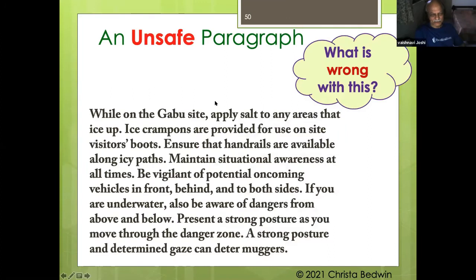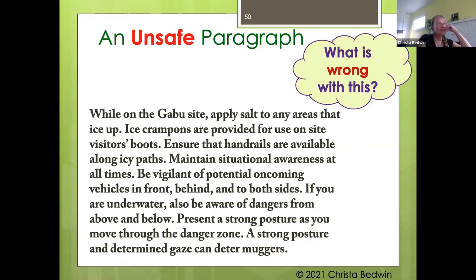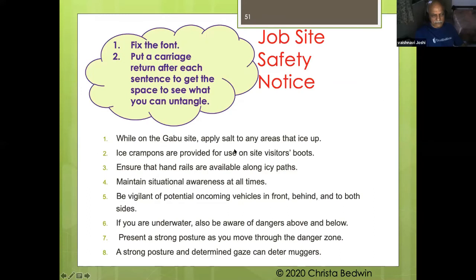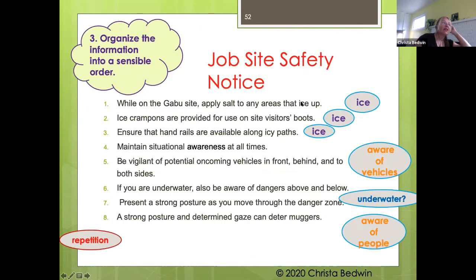So we'll try this example. You can feel free to keep putting things in the chat if you want to. I have actually seen people write something like this for a safety document. The first thing that's wrong with that is the font was not readable. And the other thing was there was no white space. So when somebody shows me something like that, the first thing I do is put a return after each sentence, just so I can see what the sentences are. Just by putting these returns, you're automatically making it more readable.